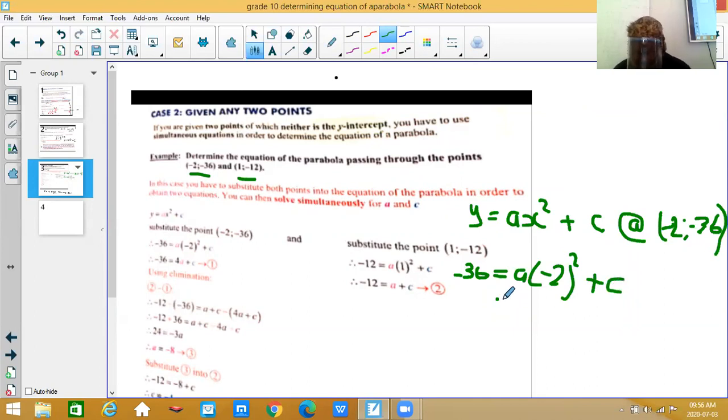Let us simplify this. Minus 2 squared. Minus 2 times minus 2, negative 4. Positive 4, you have to be careful. So we have positive 4a plus c is equal to negative 36. Let us call this equation 1. Are you seeing it?